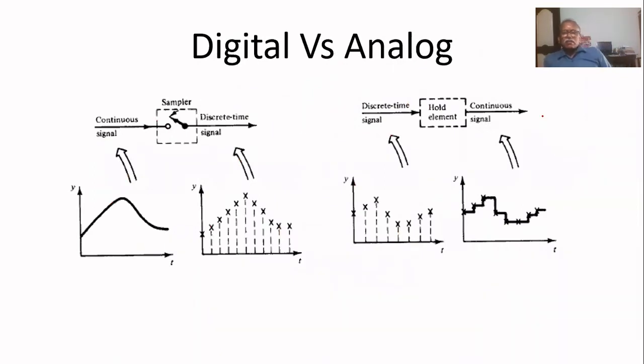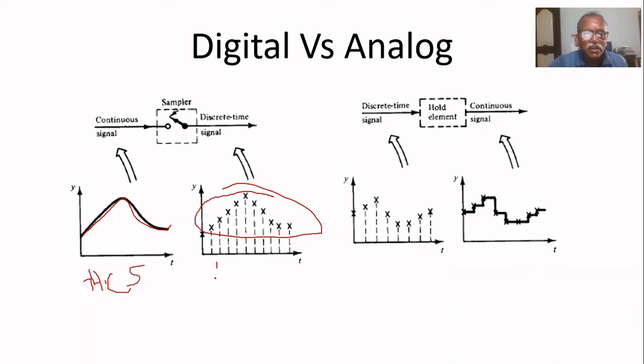First, let us see the difference between digital signal and analog signal. Already you might have studied all these in signals and systems as well as DSP. Once again, let us see. This is a continuous signal. This is a discrete signal, not a digital signal. There is a difference between analog or continuous signal and discrete signal.